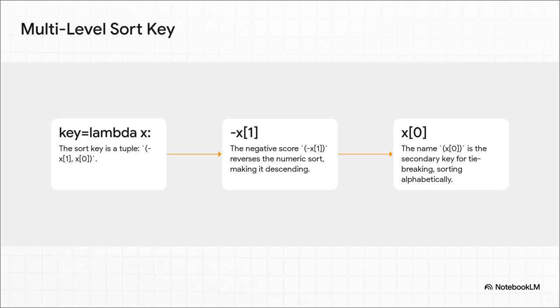Our lambda returns a tuple. The first element is negative x1. By making the score negative, we trick Python's sorter into putting the biggest numbers first. It's a classic trick. The second element, x0, is just the name. Python will only use this to break ties, and it sorts it in the normal ascending order.